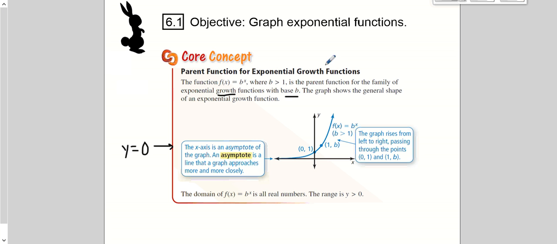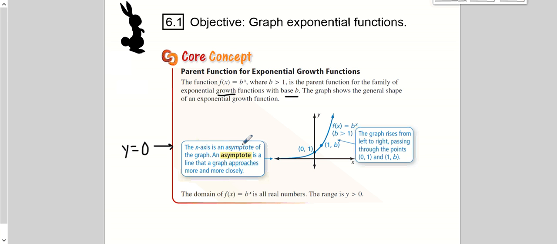The parent function for exponential growth is f of x equals b to the x power, where b is greater than 1. When b is greater than 1, the value will increase, so it's a growth function. The graph shows the general shape of an exponential growth function.